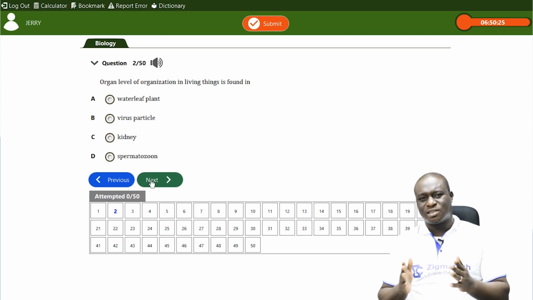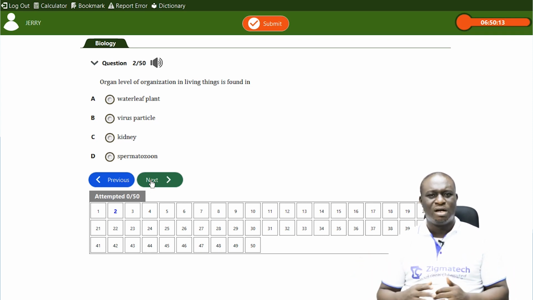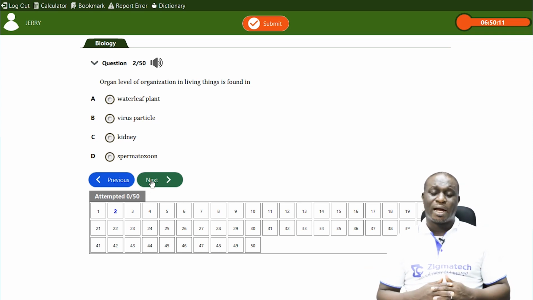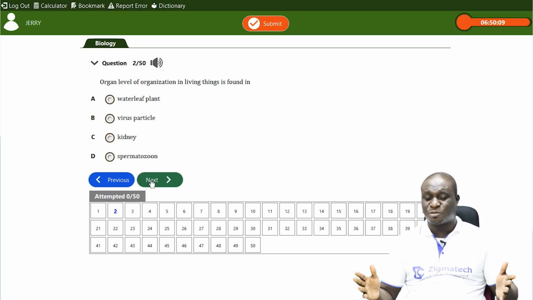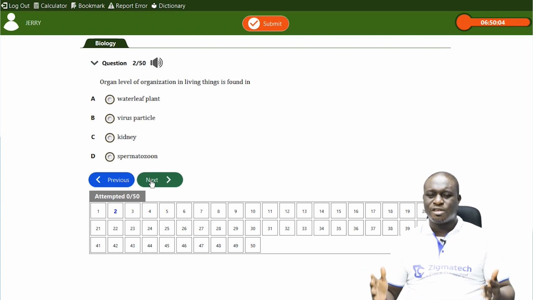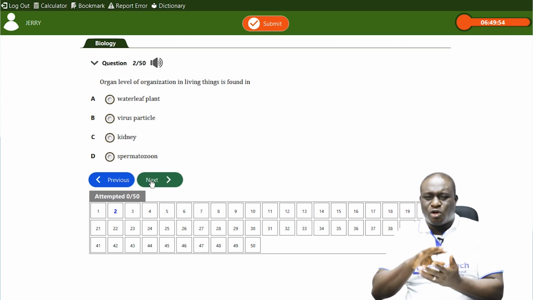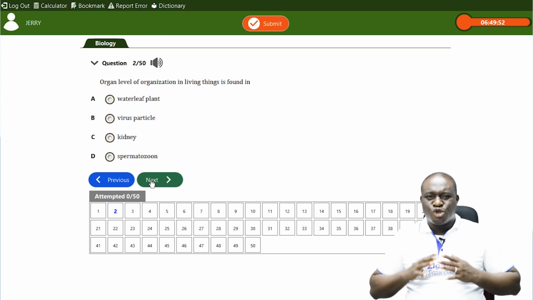And then finally, we have the systems. Systems are simply aggregates of similar organs which carry out a particular function. Examples of systems are the excretory system, the digestive system, the circulatory system, the transport system, the nervous system, the respiratory system, and so on. If you check those topics, you will see it has to do with organs that come together to carry out the function of a particular thing in the human body.